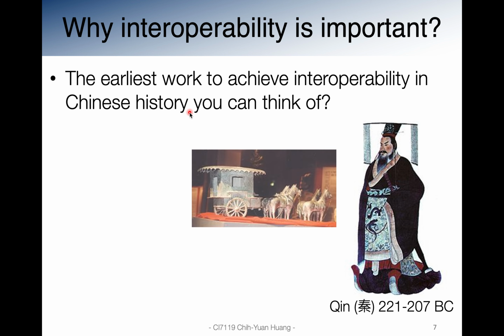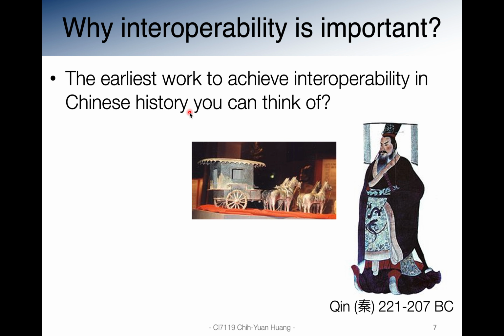So basically, he tries to unify the width of the horse cars. He defined that the width of these cars should be the same, so that the roads can be built with the same setting, or the same standard, you can say.